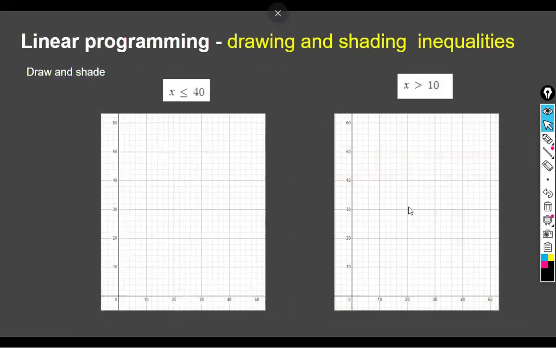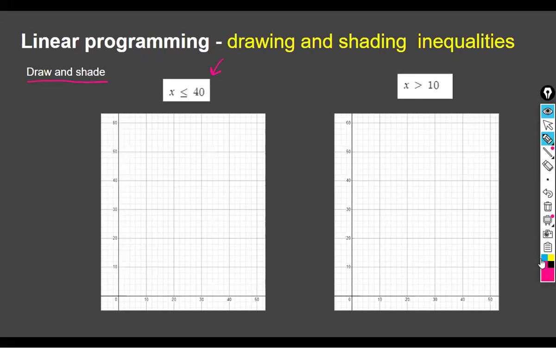Right. So let's say in the exam now, the examiner says draw and shade, and he gives you this real easy looking question, right? He tells you draw and shade x is less than or equal to 40. Well, you should smile when you see this question because it has no x and y in it. There's only one letter, x.